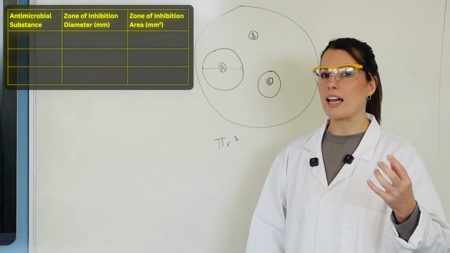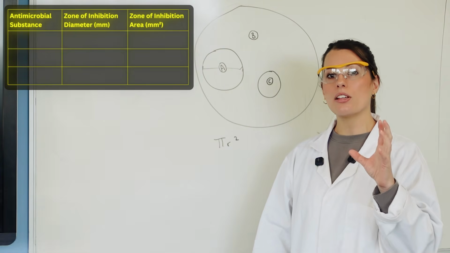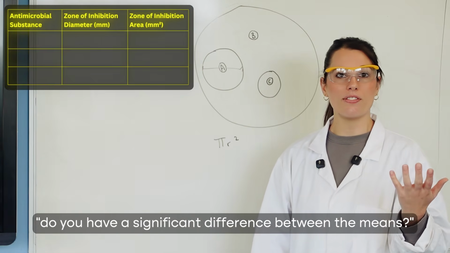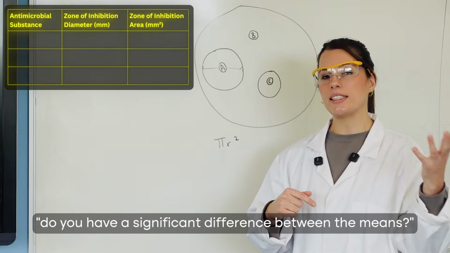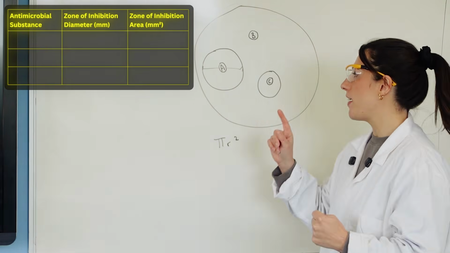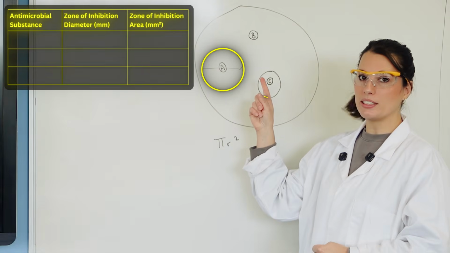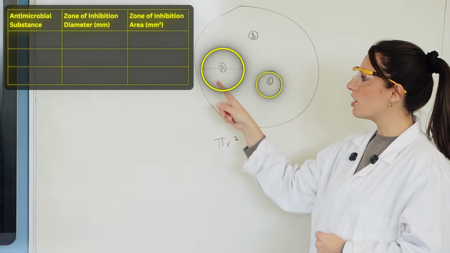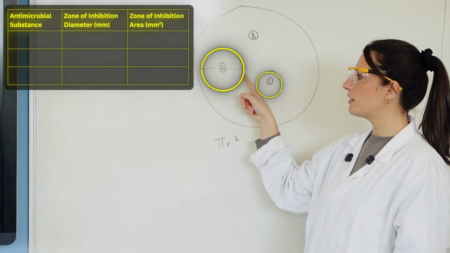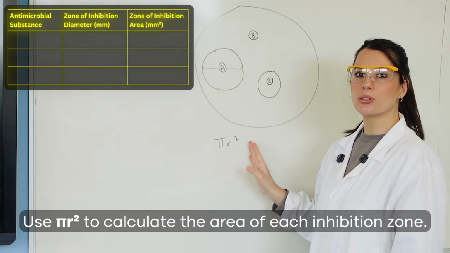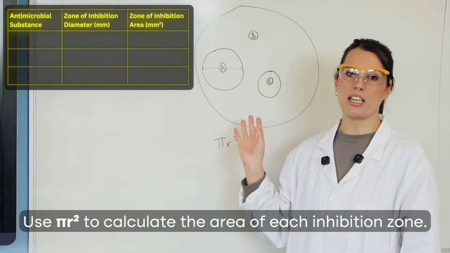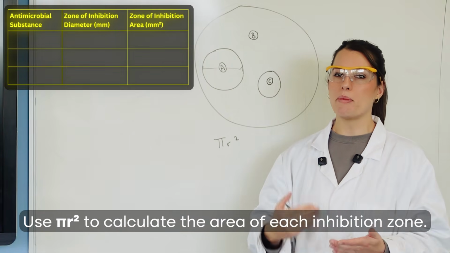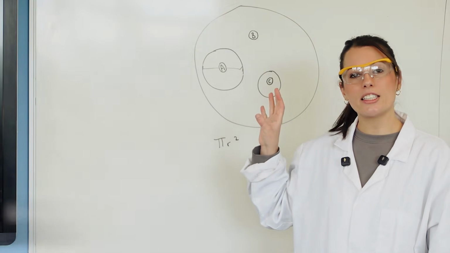You could also get them to calculate the student t-test, which would be another way to see do you have a significant difference between the means and therefore is it a significant difference. Now so far I've actually just mentioned doing it with the diameter. It would be better if you had it as the entire area. So once they've measured the diameter, they can then do pi r squared to calculate the area of each inhibition zone and pool their data for the mean area. So that's the data they're going to be collecting.